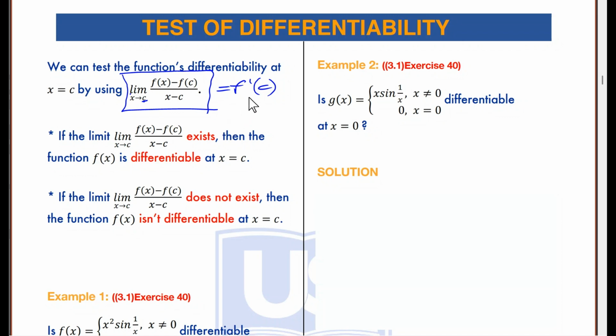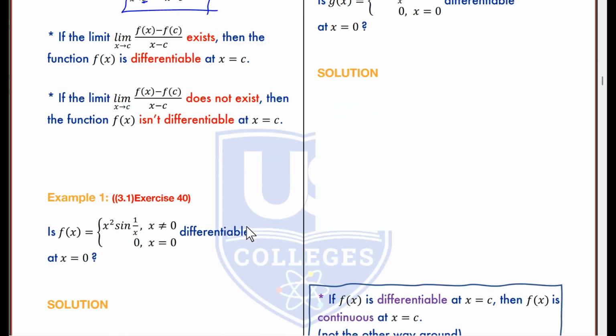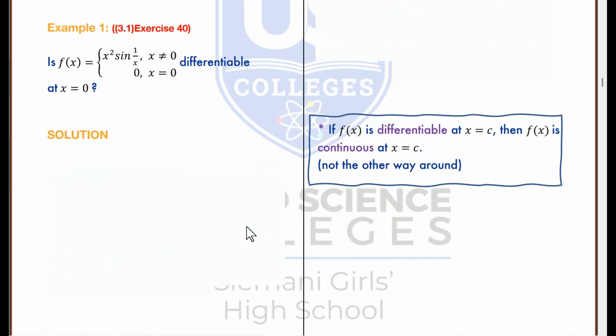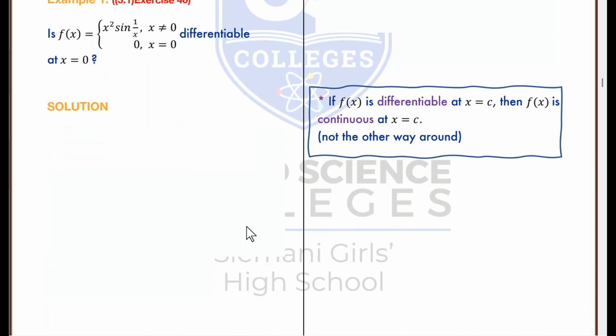So for the functions that we cannot take the derivative of, we are going to apply this form. If the limit exists, it's differentiable. If not, it's not differentiable. So let's take a look at those two questions that are in the book. These are the only questions that require using this limit form. For the others, it's not necessary. We have other ways too. Okay, this question: is this function differentiable at x equals 0?